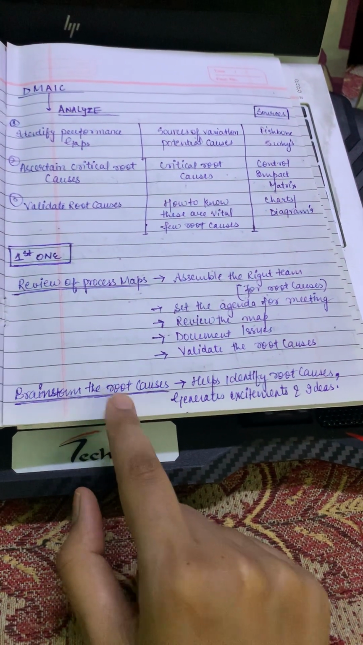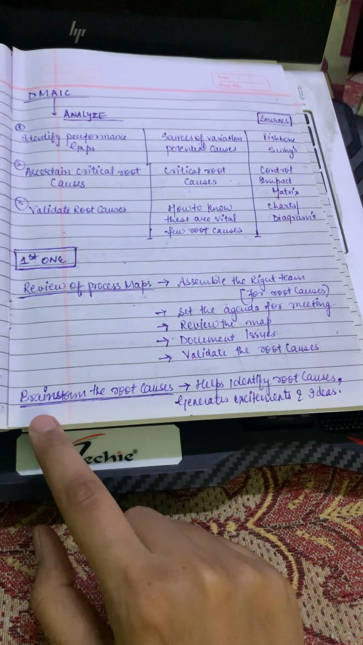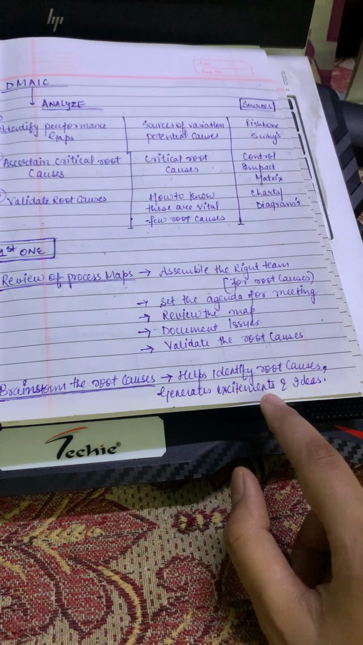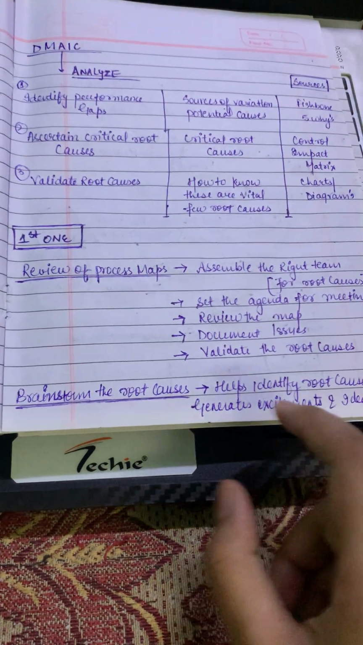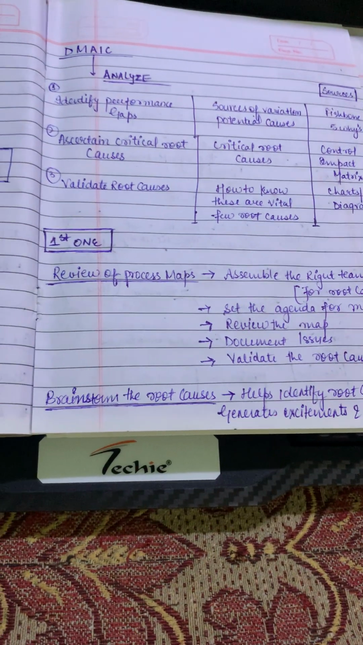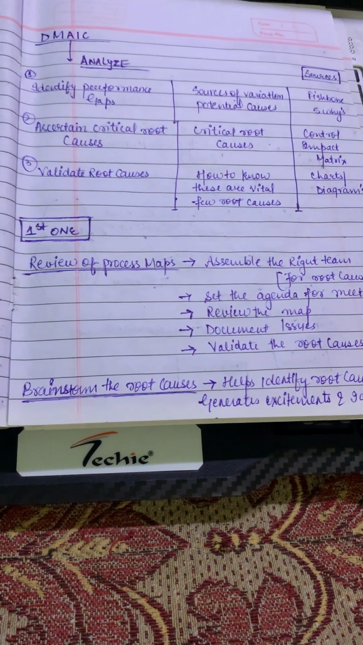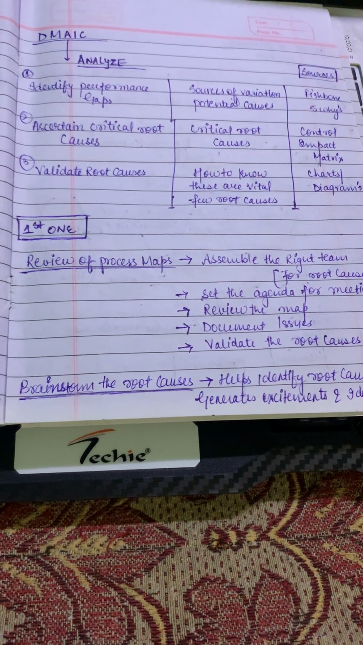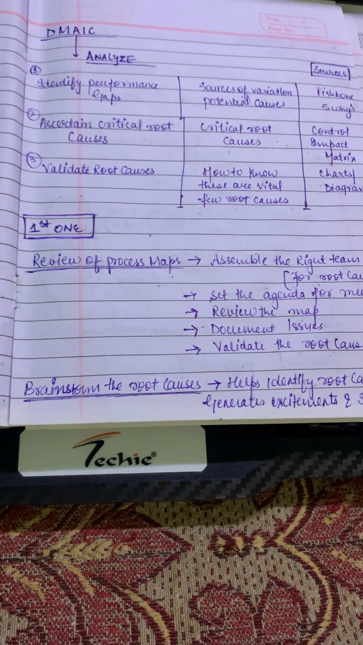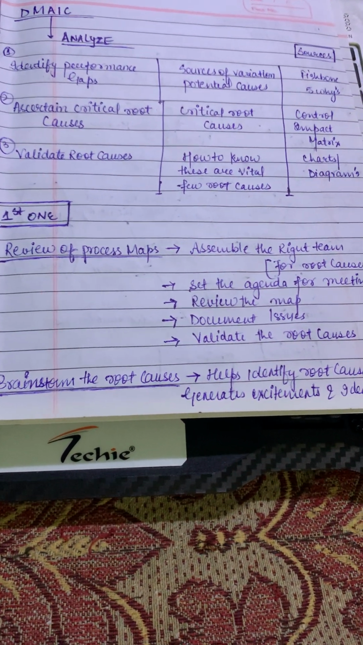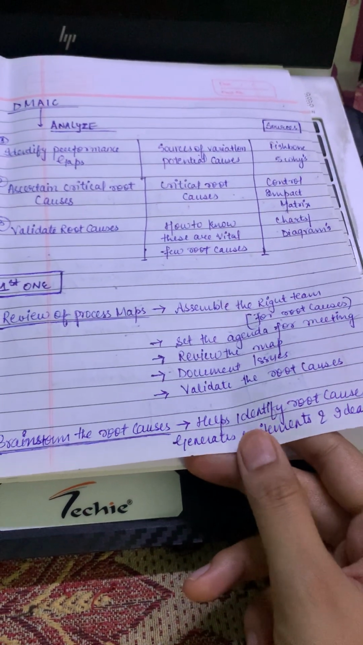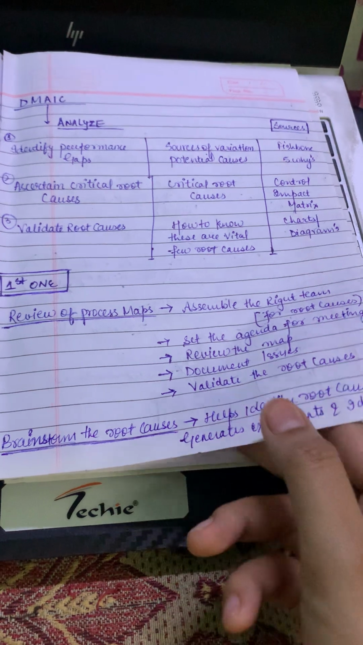Brainstorming the root causes is the most important part. Brainstorming helps identify root causes and generates excitement and ideas. Brainstorming is nothing but discussing one topic with a number of people sitting together. It helps a lot to gather and generate ideas. This is the only way we can generate ideas for starting up any business as well.